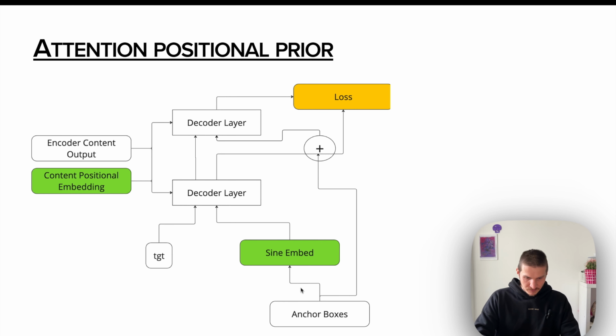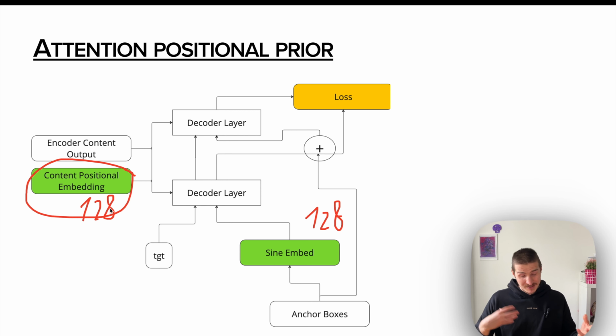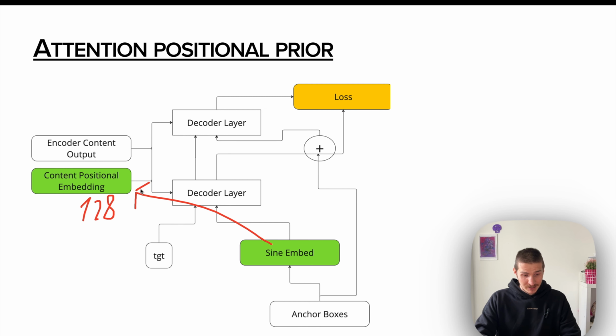So now we have these 4 numbers corresponding to anchor boxes, and then we expand them into 128 coordinates each using this sine cosine positional embedding. And this is the same process that actually happened in the encoder. When we flattened the image, we lost the positional information. To compensate for that, we also have this content positional query, where both X and Y coordinates had 128 embeddings corresponding to them. And as we'll see later, during the actual attention calculation, they will interact with each other.